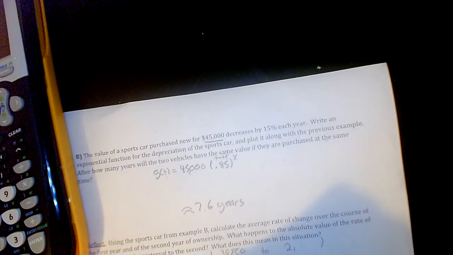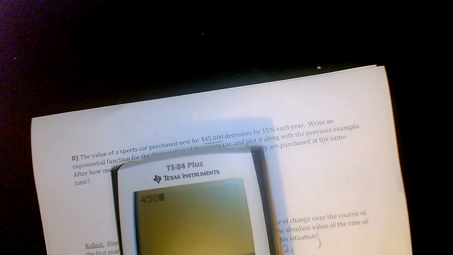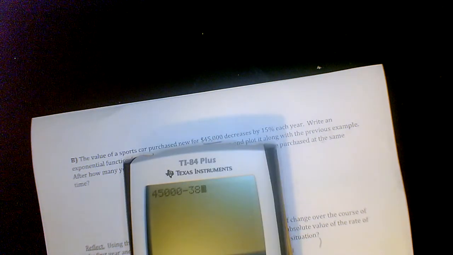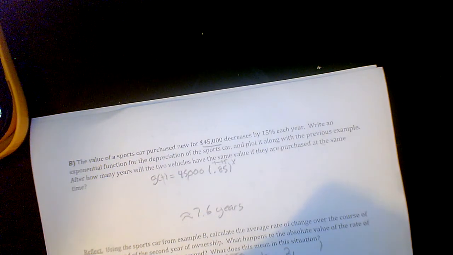Alright, so let's just do it here real quick. It's a little late. So I'll say 45,000 minus 38,250. 38,250. And I get 6,750. So, since the bottom has a negative, -1, we have gone down $6,750.